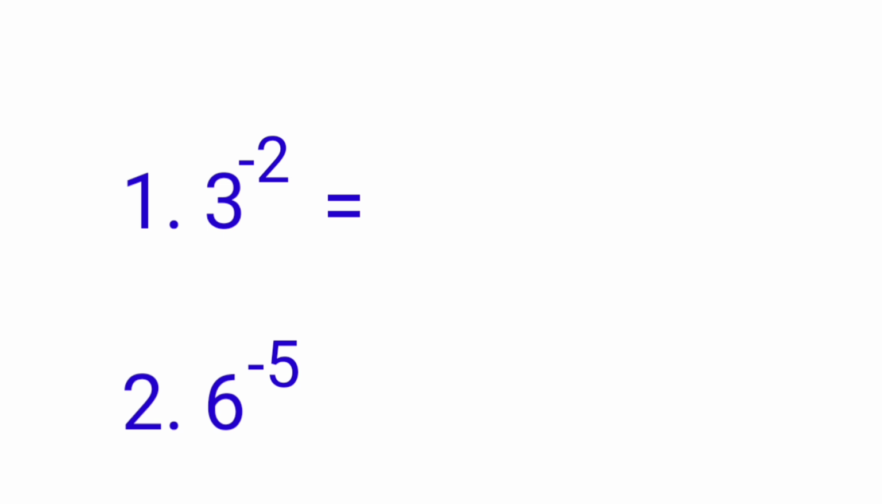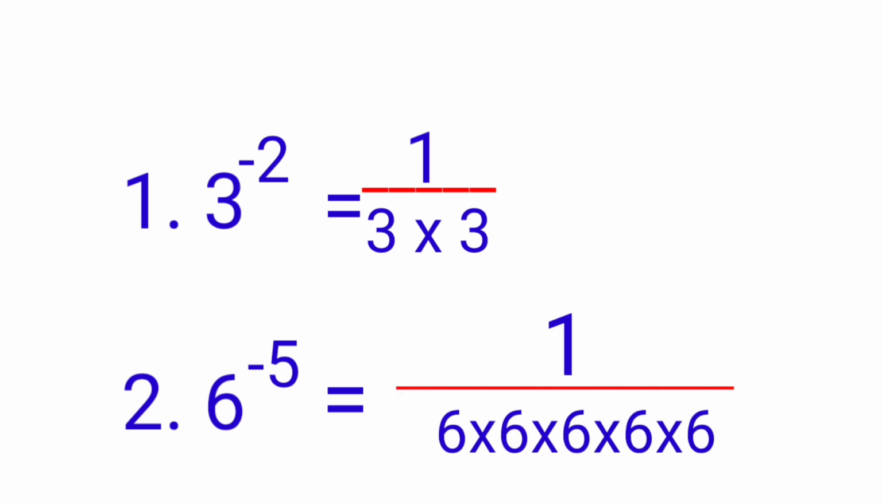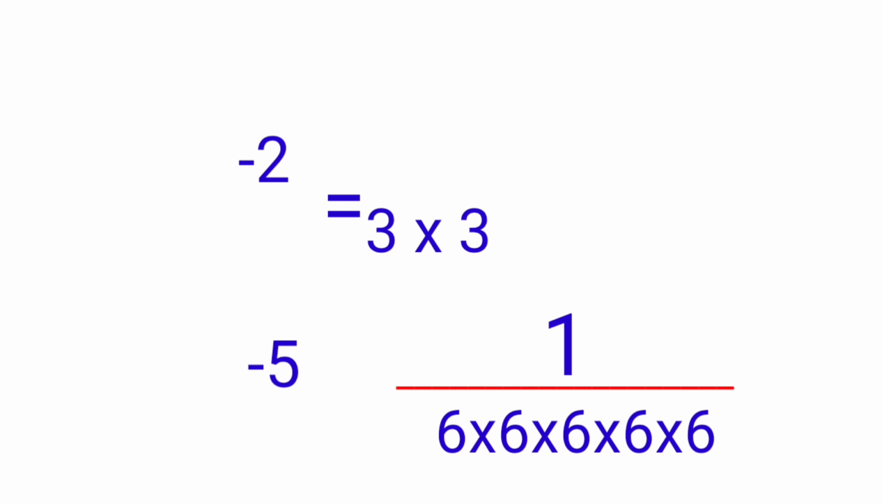Well, here we go. 3 to the negative 2 is simply 1 over 3 times 3. And 6 to the negative 5, I know you have part of that already. You have 1 in the numerator, and then you have 5 6's being multiplied together in the denominator. And so that's the story.